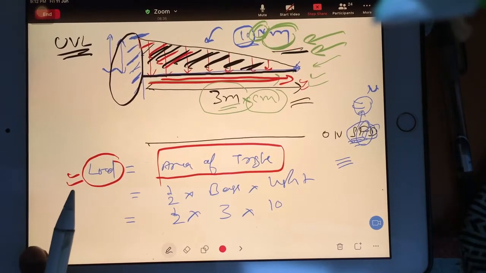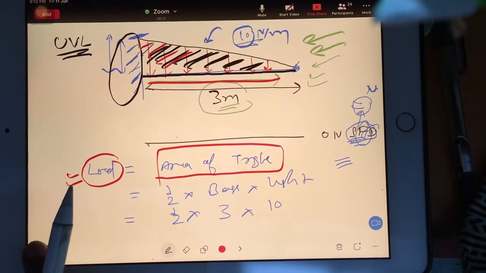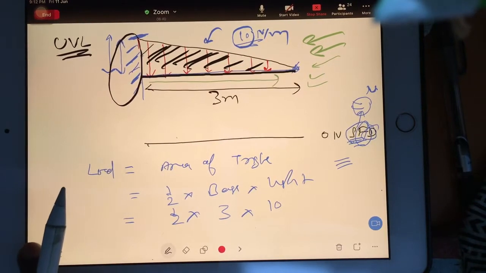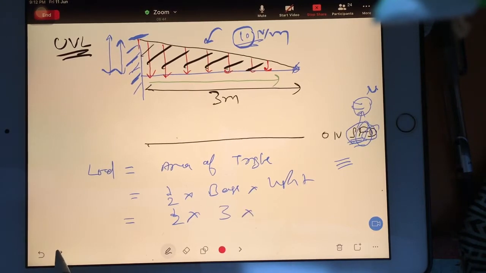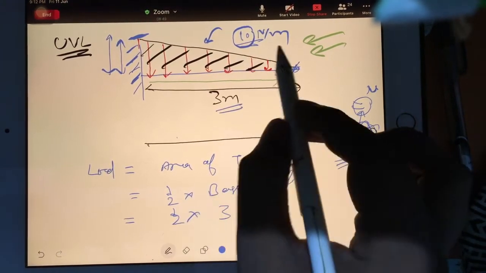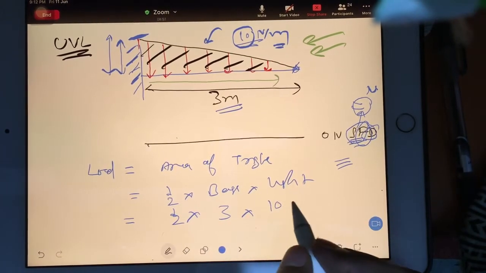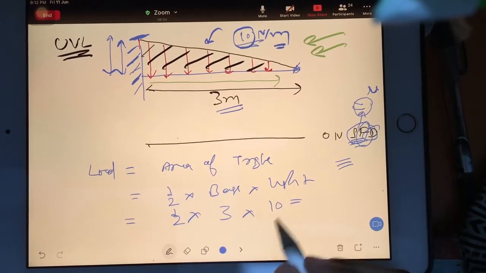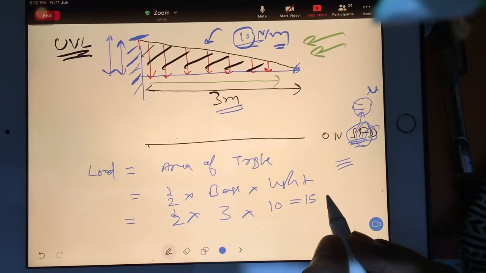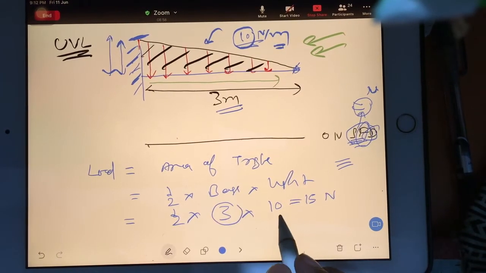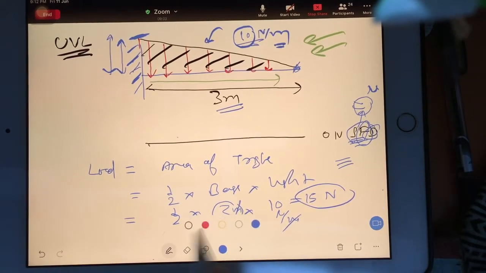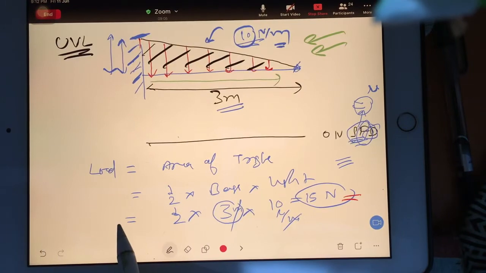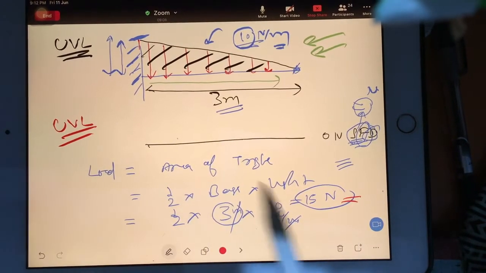Now next, the area of the triangle. The formula half into base into height is not from this chapter, it is our basic formula. Now substitute the values: 3 into 10. Since both are in meter, no problem, you can directly multiply. You will get 15 Newton, because meter and Newton per meter cancel. So we converted our UVL into load. We got the amount of load.